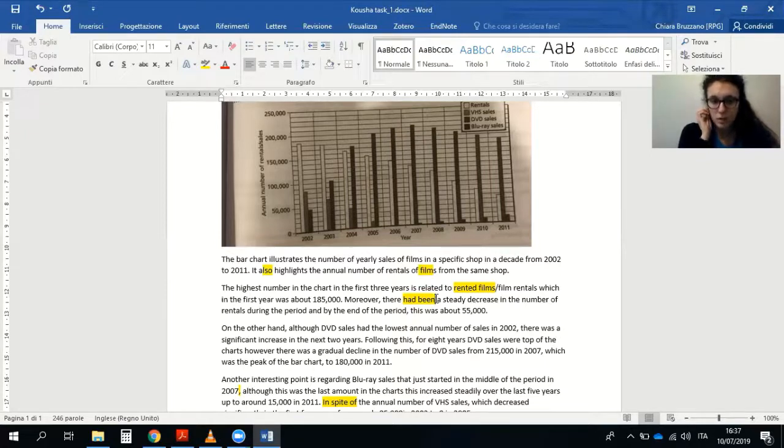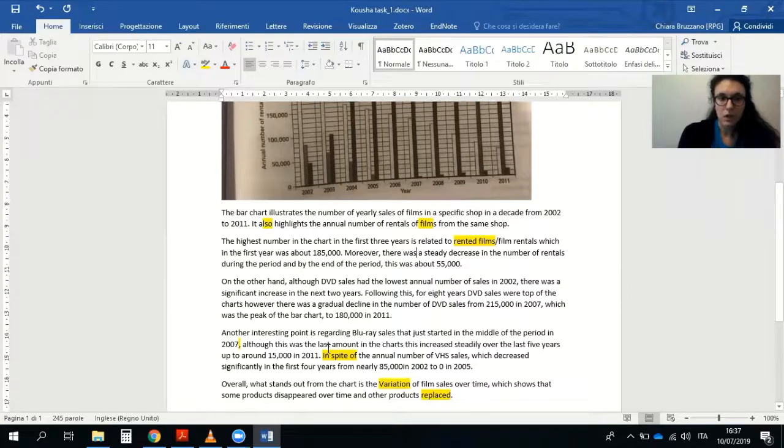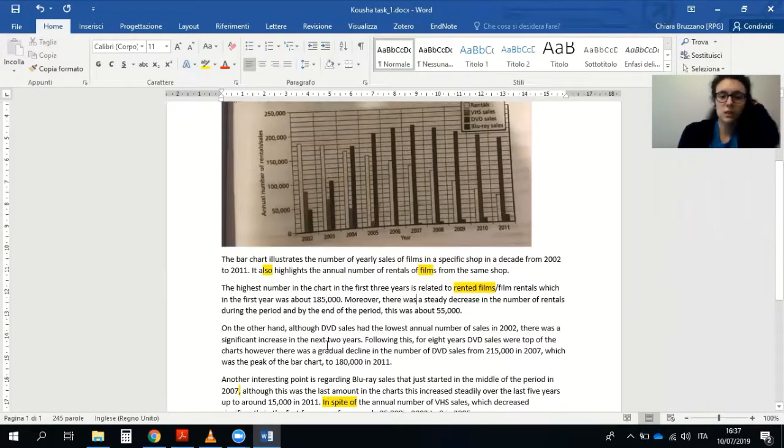And by the end of the period, this was about 55,000. That's fine. There was. As simple as that. On the other hand, although DVD sales had the lowest annual number of sales in 2012, there was a significant increase in the next 2 years, which we can see here. Following this, for 8 years, DVD sales were top of the charts, and this is how we use this.